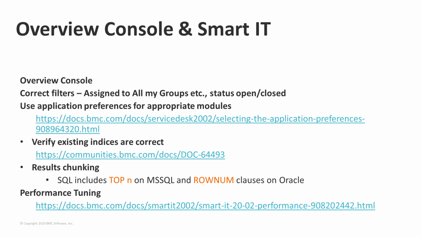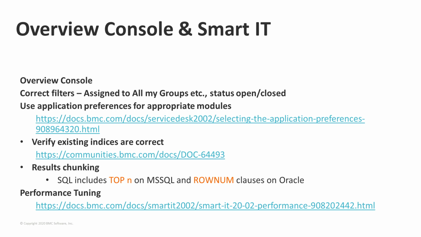Two of the most commonly used areas of the ITSM application where we see RLS-related performance issues are the overview and various smart IT consoles. These make heavy use of database joins, which combine the records from many tables to generate results lists. In these cases, the application preferences should be reviewed to ensure that only the forms that the users need to see data from are being queried.